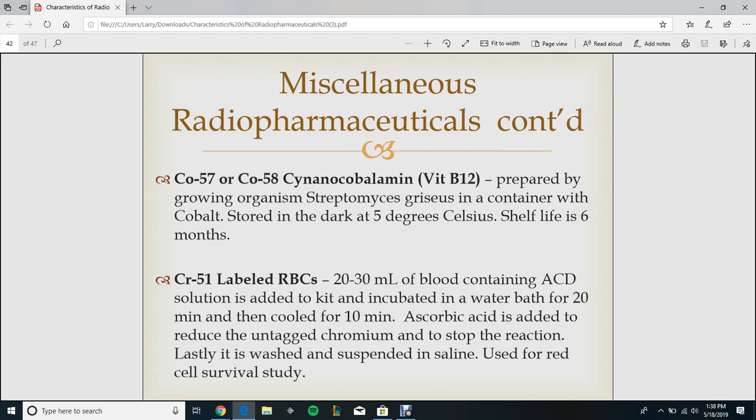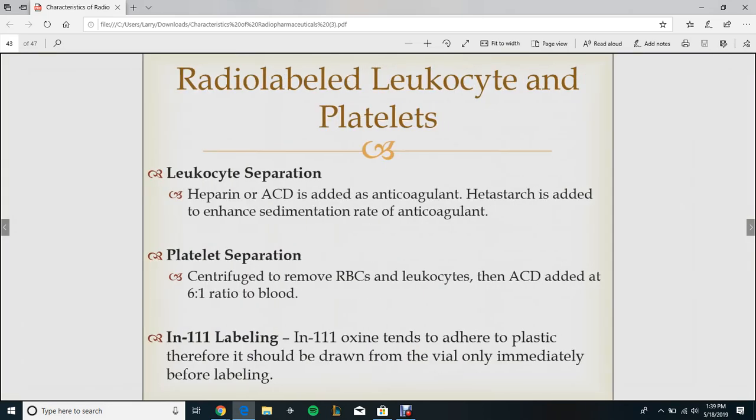Chromium-51 is labeled red blood cells. 20 to 30 ml of blood containing ACD solution is added to a kit and incubated in a water bath for 20 minutes and then cooled for 10 minutes. Ascorbic acid is added to reduce the untagged chromium and to stop the reaction. Lastly, it is washed and suspended in saline, used for red cell survival study.